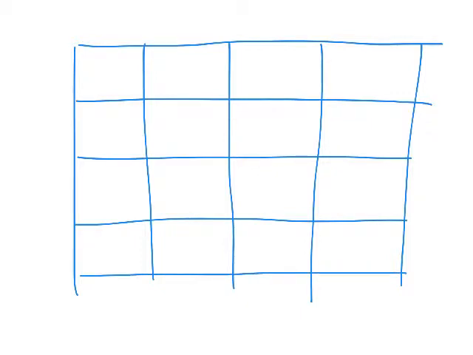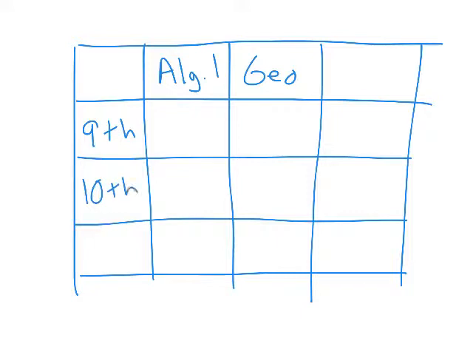Okay, so 4 columns, 4 rows. The top left is always blank. Let's say we're going to do Algebra 1 and Geometry, and we're going to do 9th grade and 10th grade. Okay, so we have Algebra 1 and Geometry. We have 9th grade and 10th grade. Remember, the last row and the last column are always the totals.